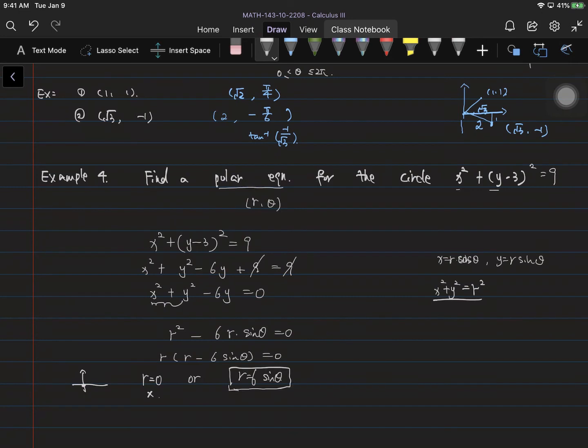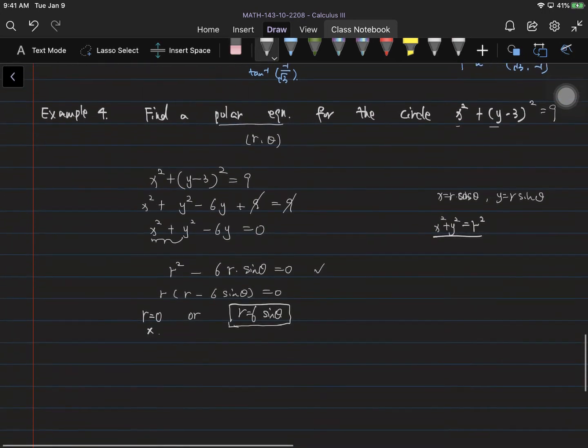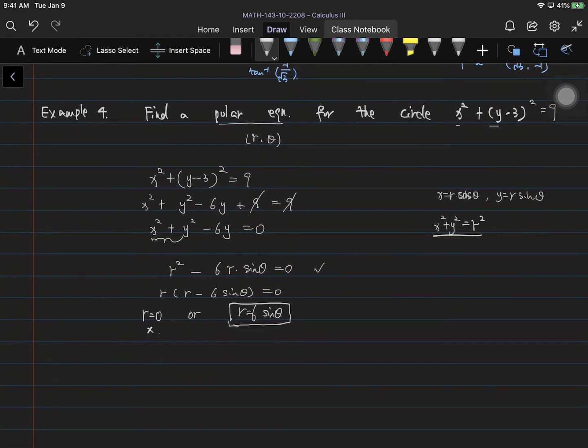Okay, simplified form. If you don't simplify, you can also leave this form. Both are correct. So this means circle in polar coordinates. Now let's try exercise problems.